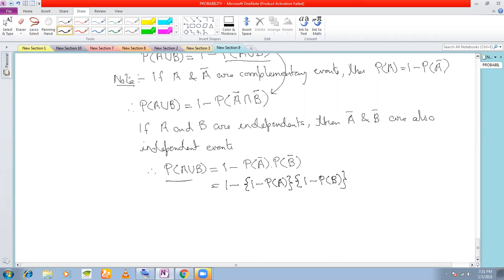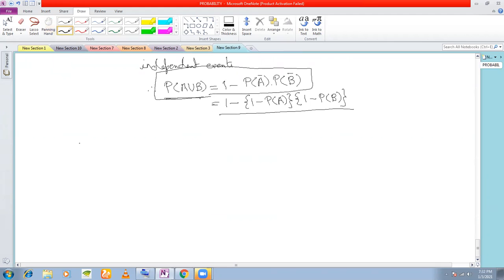So therefore, what do you see? That we are able to calculate P(A union B) even if we don't know P(A intersection B). If we only know that A and B are independent events, then we can calculate the probability of occurrence of A or B from this. P(A union B) is equal to 1 minus P(A bar) into P(B bar). If possible, you can remember this result. We will be using this result extensively. So that is what you must remember.